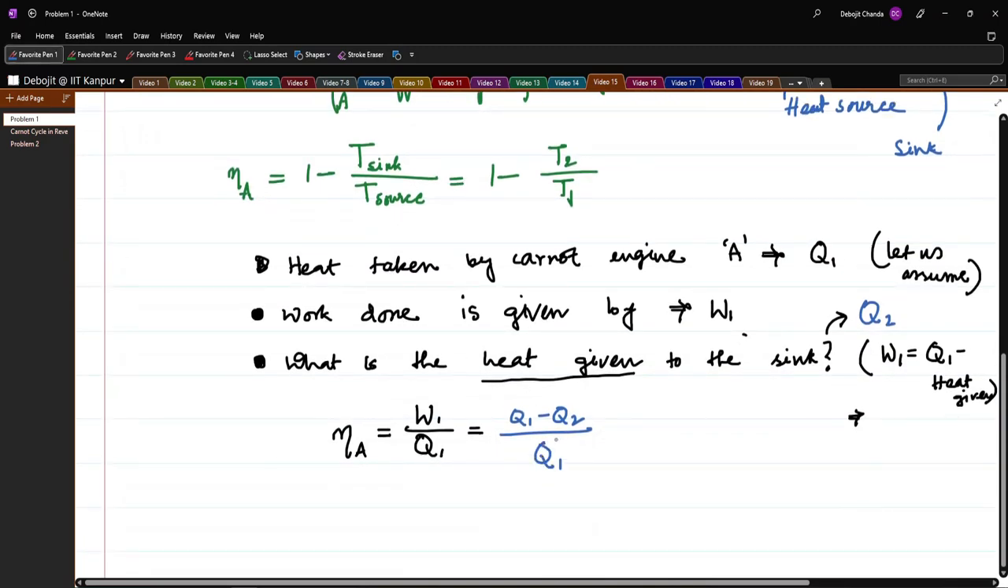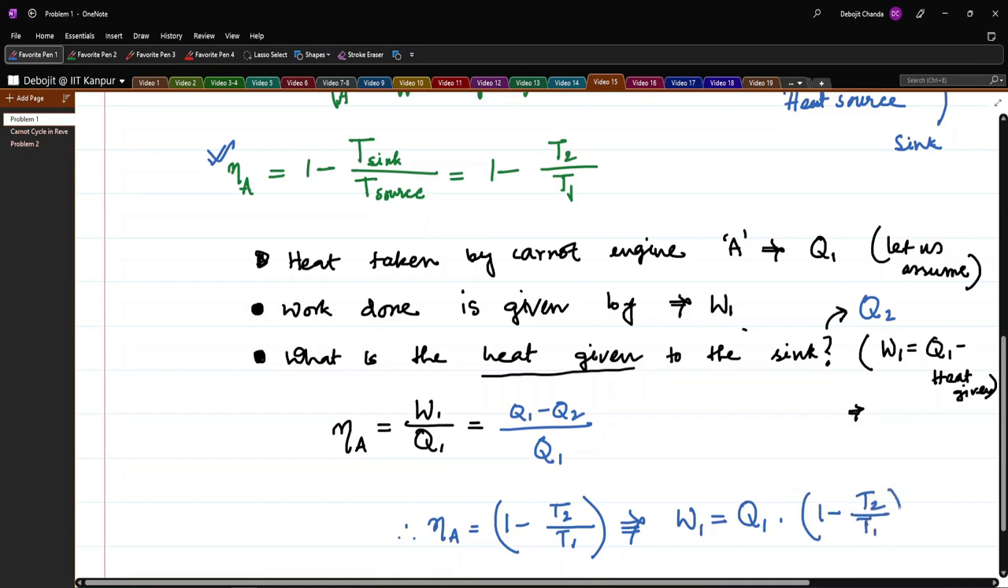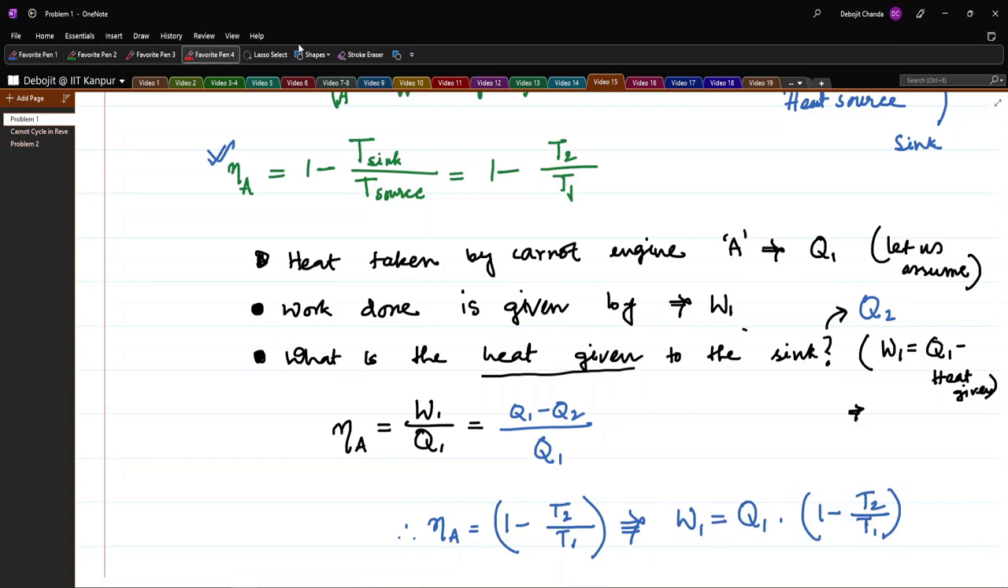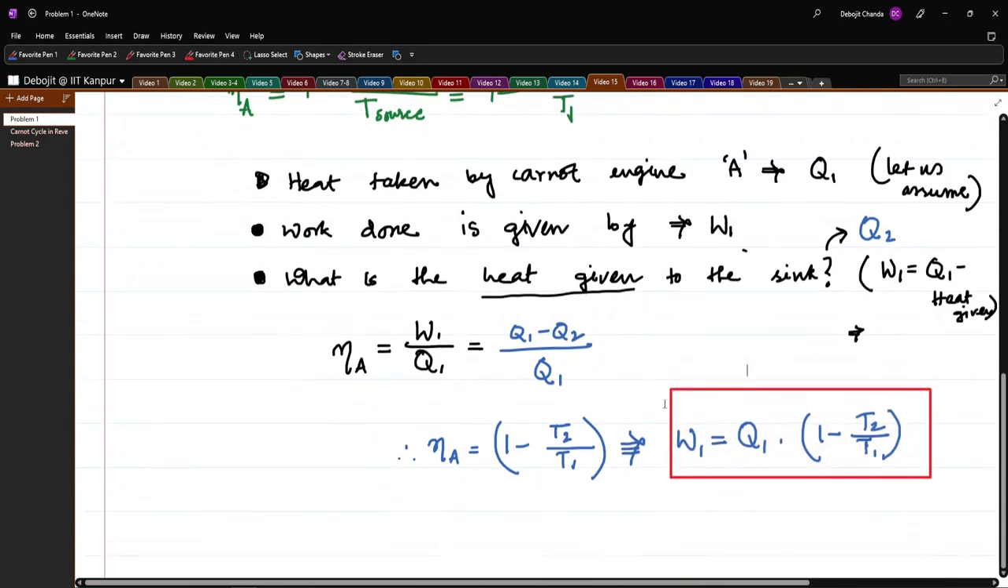divided by Q1. And from this formula of eta A, 1 minus T2 over T1, we can write what W1 will be. So W1 in this case will be Q1 times eta A, so it will be Q1 times 1 minus T2 by T1. So let me put a box around this formula. So we're going to use it in the next part also.